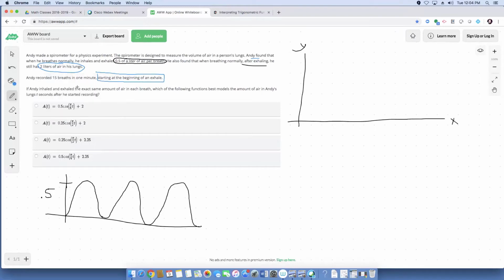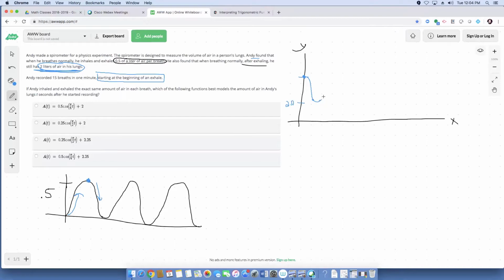Okay. All right. So if we're starting at an exhale, right? In this one, we were breathing in, we were taking in air, and then this was breathing out. So he starts recording at the beginning of an exhale. So that's way up here. So we're going to start our function up here, right? He started recording at the beginning of an exhale, and we know he breathed out 0.5. But it says after exhaling, he still has 2 liters in his lungs. So that means after he exhales and he's starting to breathe again, this is 2 liters, right?